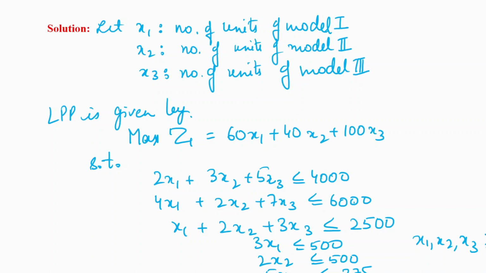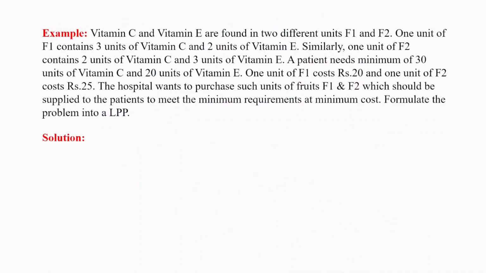So in these 3 problems we discussed maximizing profit, so that was our objective function. Now in this particular example, we have a minimum cost, so that would be our objective function. So let's consider vitamin C and vitamin E are found in 2 different fruits, F1 and F2. 1 unit of F1 contains 3 units of vitamin C and 2 units of vitamin E. The hospital wants to purchase units of fruits F1 and F2, which are supplied to the patients to meet the minimum requirements at minimum cost.